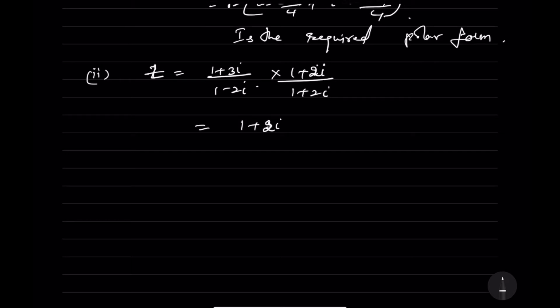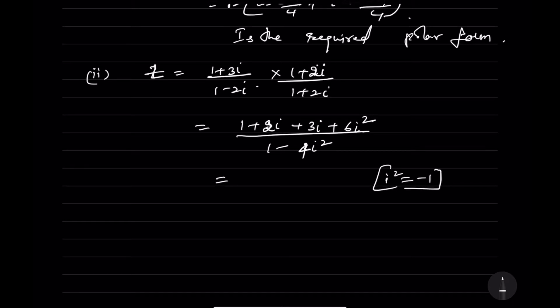(1 plus 2i plus 3i plus 6i square) divided by (1 minus 2i) whole square, that is, 4i square, which is equal to 5. Now i square is equal to minus 1. So therefore this becomes minus 6 plus 1 is minus 5 plus 5i divided by 5, because 1 plus 4 is 5. So which is equal to minus 1 plus i.